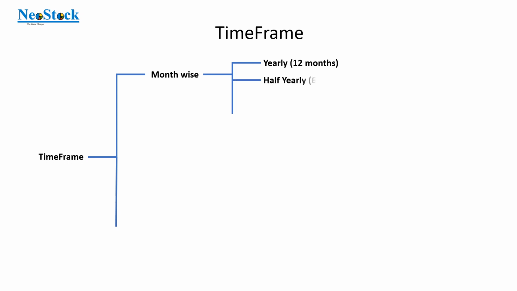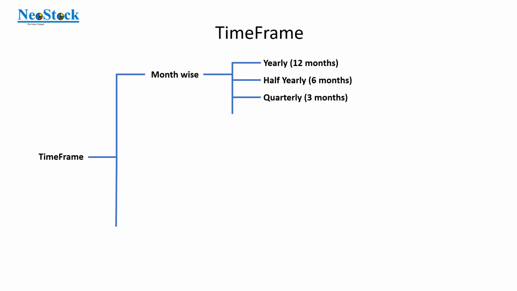Exactly the same way, we can also define 6 months wise. Every 6 months you can define one candle, and in technical terms, the 6 months candle is called the half yearly time frame candle. So in the chart, all the candles are 6 months candles. Similarly, you can also define 3 months wise, and in technical terms, we call it quarterly time frame candles. Every candle in that chart is a quarterly candle, that is, a 3 months candle.